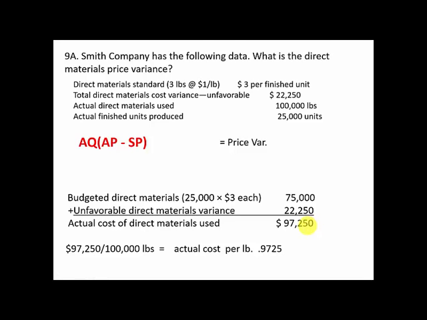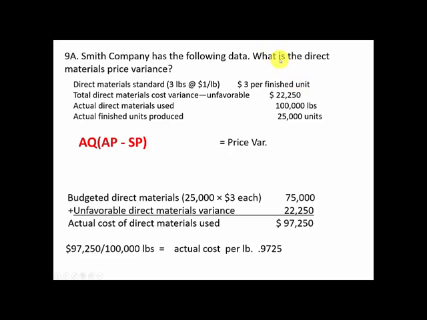And let's see what else here. $97,250 is what we spent for actual cost of materials, and we purchased 100,000 pounds of material, which was the actual amount of materials that we used. If we divide that 100,000 into the actual amount we spent, we'll get the actual cost per pound of material, which is basically 97 cents. Okay, that's what we're looking for.